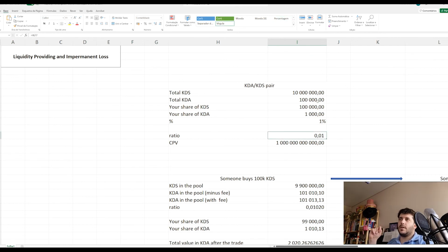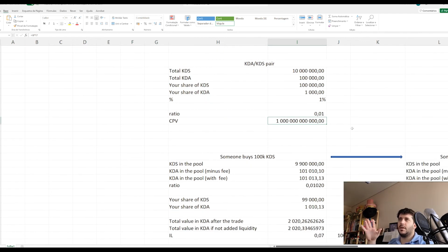So it's 0.01, which means for each KDS, you get 0.01 KDA, or for each KDA, you get 100 KDS, of course. And this is the CPV, the constant product value. This bunch, the one with a bunch of zeros. I don't know if it's a trillion, a billion, doesn't matter.